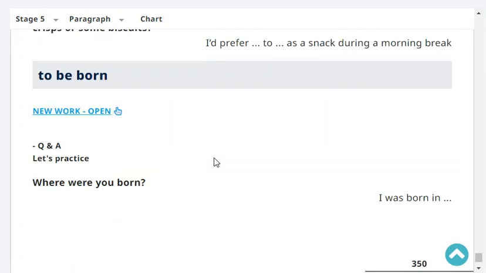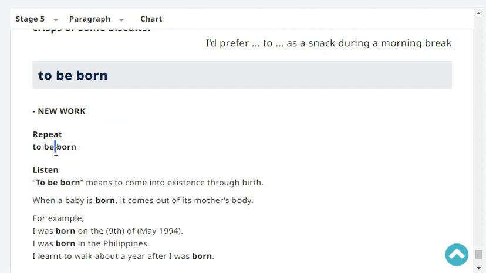Okay. So that's the end of our revision. Let's have a new word. Okay. Let's repeat. To be born. To be born. Very good. To be born. Okay, here we go.